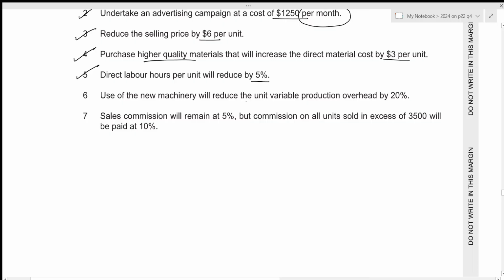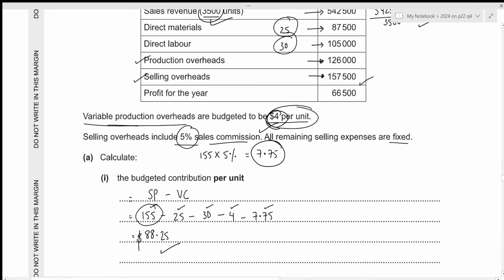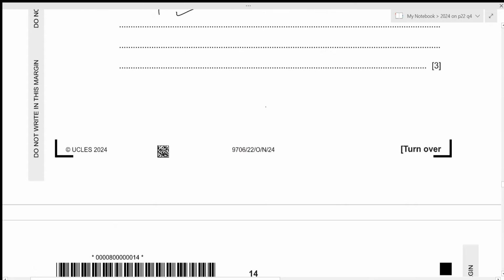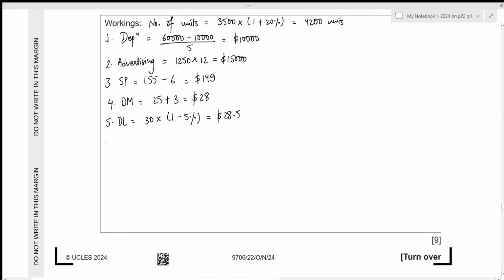Then use of the new machinery will reduce the unit variable production overhead by 20%. Previously the unit variable production overhead was 4. Now we need to reduce it by 20%. So that will be 3.2.